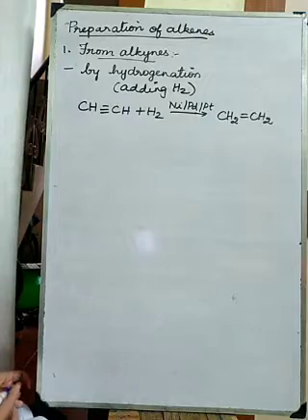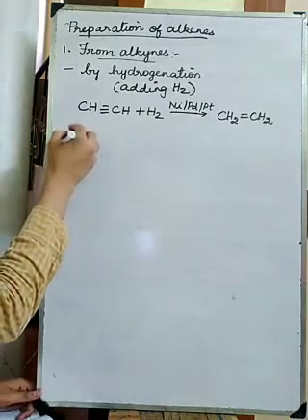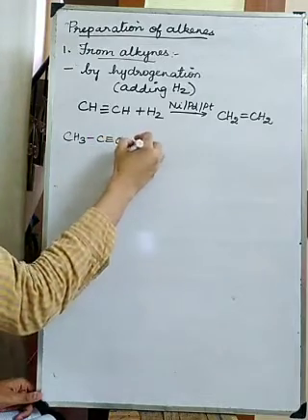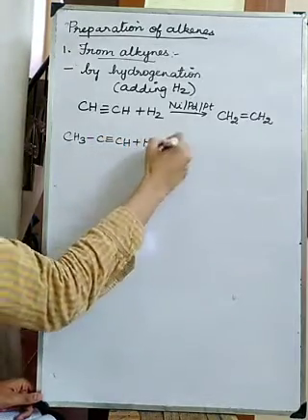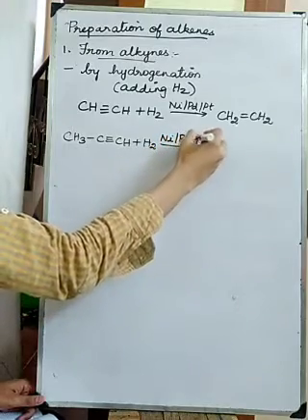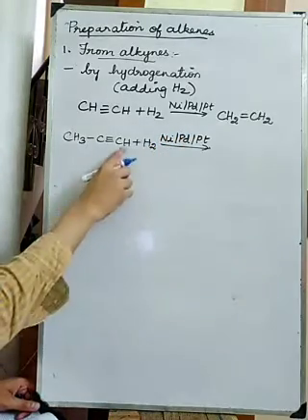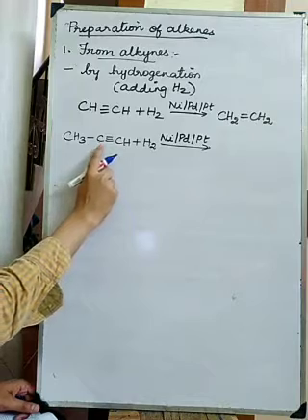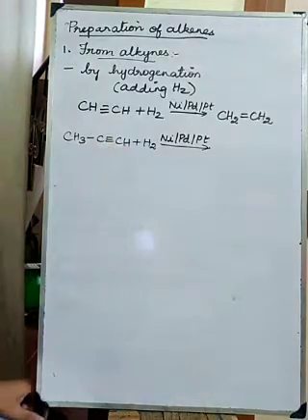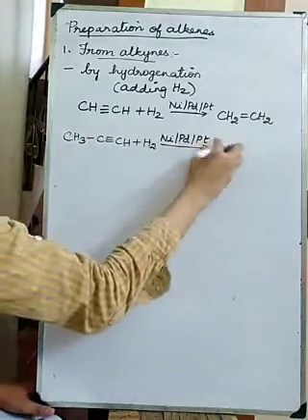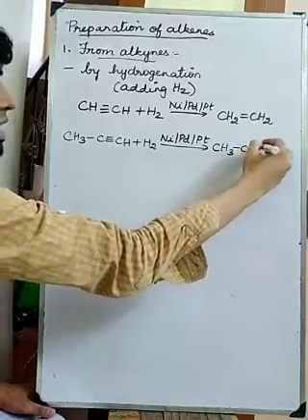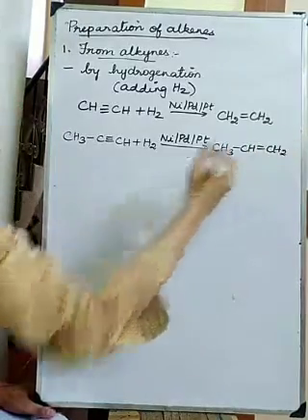Can you do it for propyne? CH3C triple bond CH plus H2, in the presence of nickel, palladium or platinum. What will you get? One hydrogen will be added this side, another hydrogen will be added this side, and the triple bond will change into double bond. So it is CH3 CH double bond CH2.